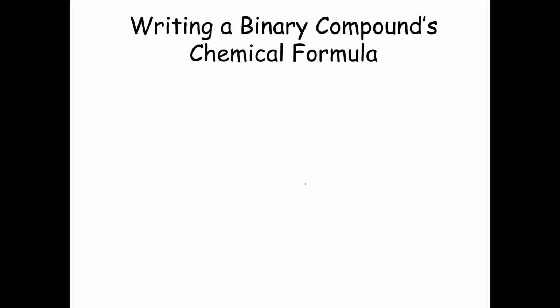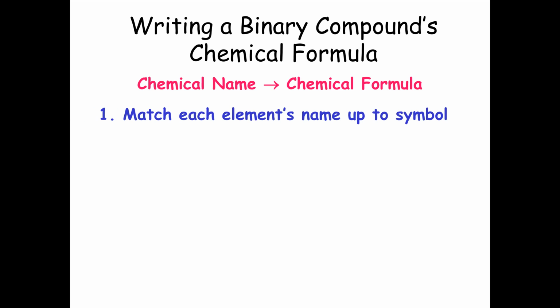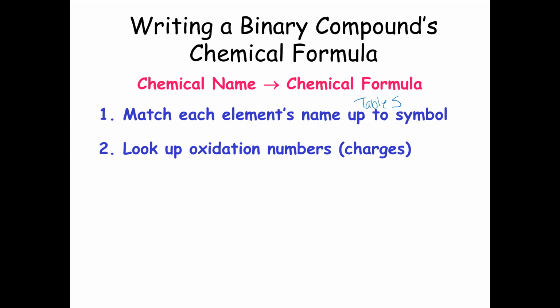And so now we're going to have to learn how to write the chemical formula from the chemical name. So we're going to take the chemical name and convert it into the chemical formula. So now you're going to match each element's name to a symbol. Again, you're going to use table S of your reference tables. And you're going to look up the oxidation numbers, right? You're going to find those charges on your periodic table.